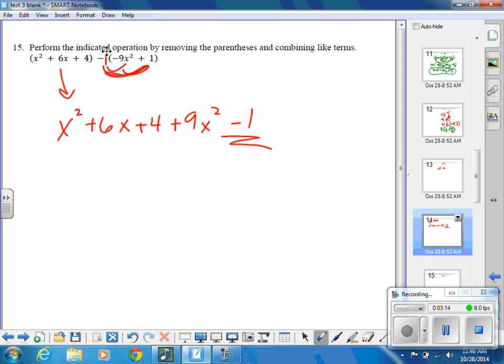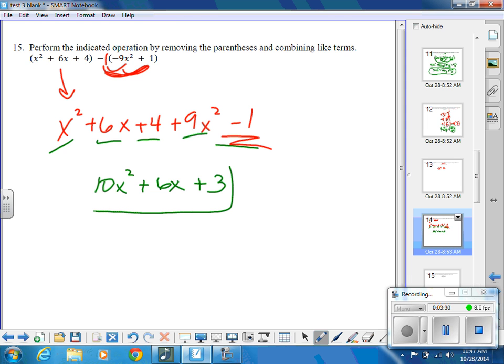Now here, combine my like terms. X squared and 9x squared gives me 10x squared. And I don't have anything to go with the 6x, so I just copy it. Now I have 4 minus 1, that's going to give me a plus 3, and I'm finished. And that's my answer.